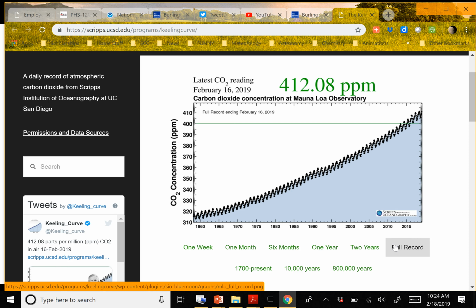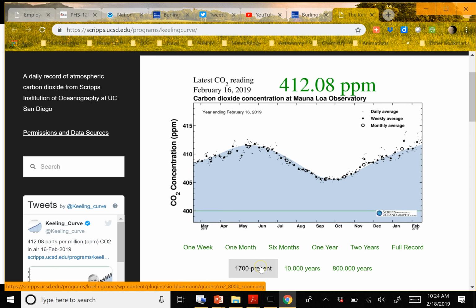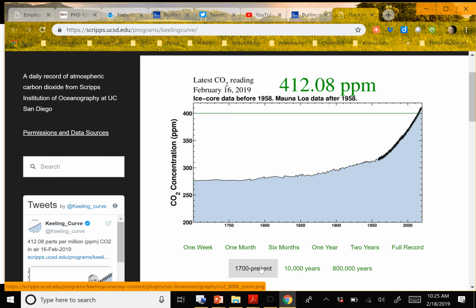1700 to present. Okay, so this wouldn't be just from Hawaii. This would be all sorts of different ways of getting this information. For instance, we can get this from, I want to say, tree growth. Now we lose the bumps because we're looking at more years, but we can start to see this problem right here.